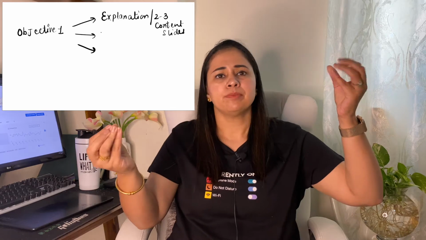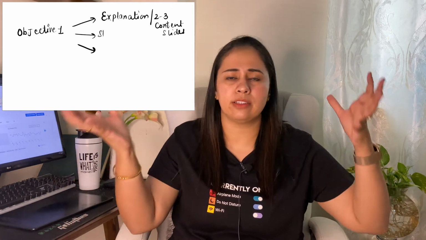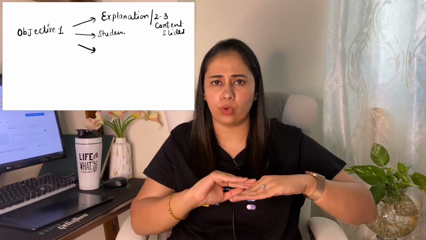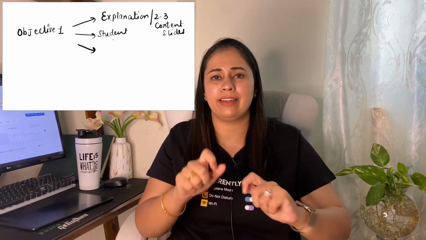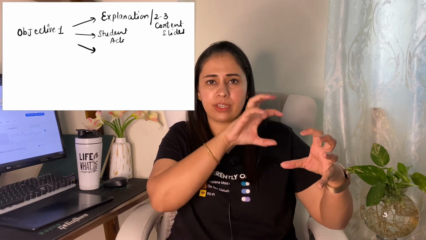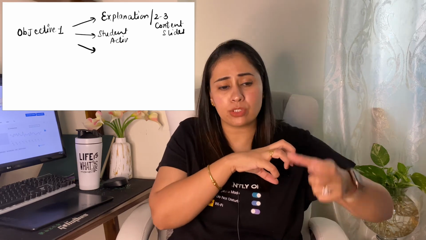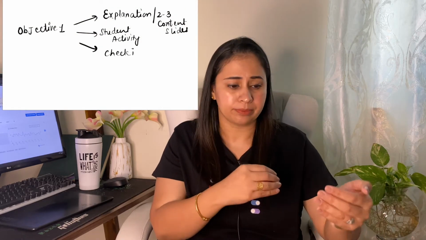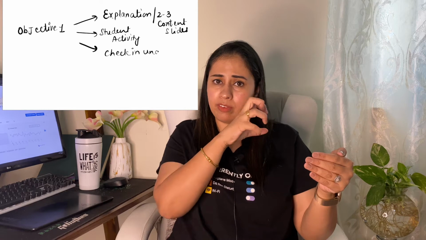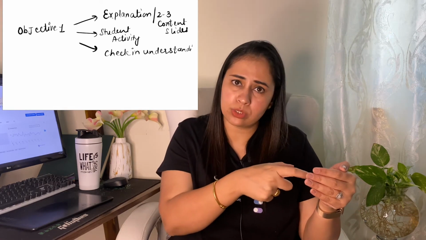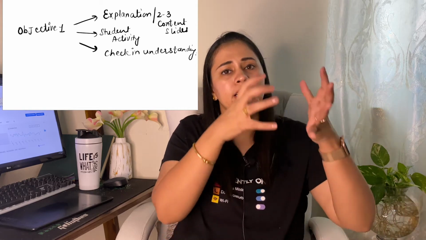maybe just some oral discussion, or maybe you will ask them to prepare foldables, to write the content, to draw a diagram. So that is the activity part after the content delivery, where the students are going to work. Now the third one is check-in understanding. So for objective number 1 we delivered, we involved students to do some work, and the third part is where we are going to check the understanding.